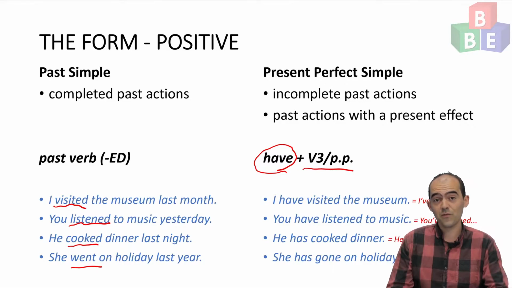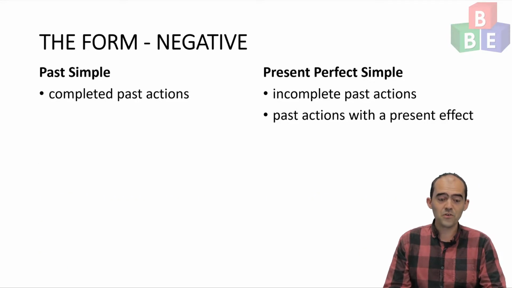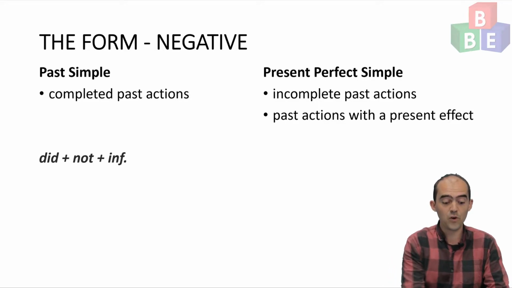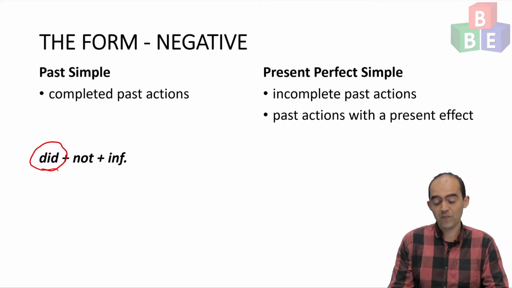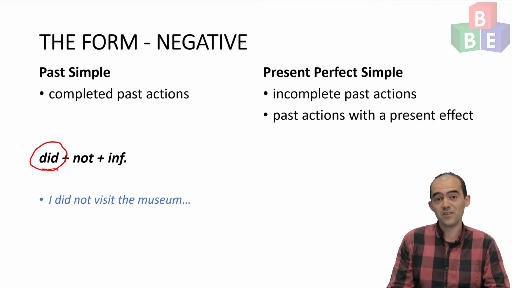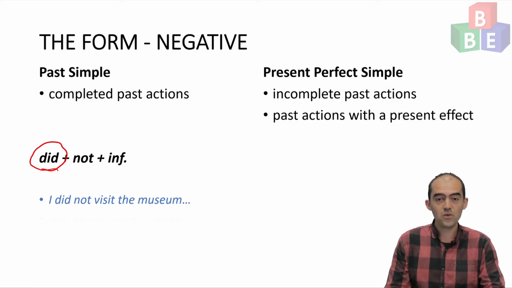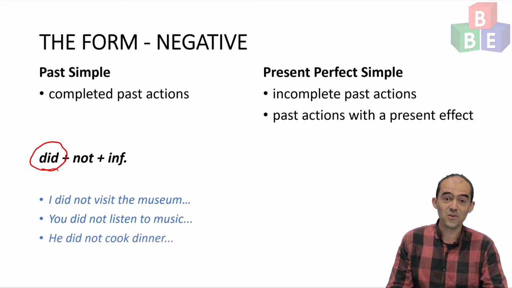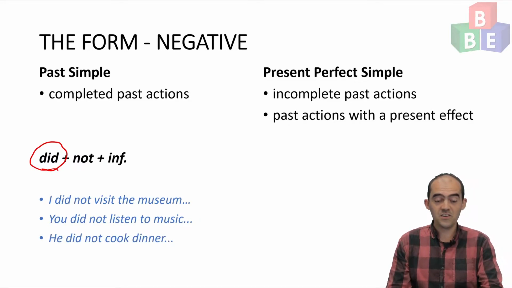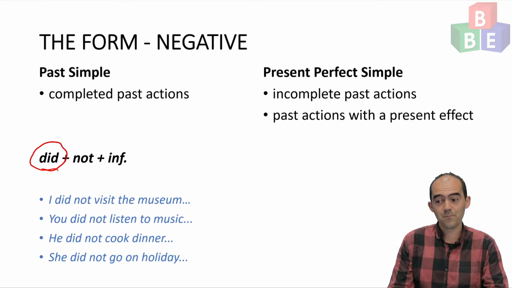So this is the positive form, but what about the negative? If I want to use the past simple in a negative form, I would use the auxiliary verb did plus not plus the infinitive. So I did not visit the museum. You did not listen to music. He did not cook dinner. She did not go on holiday.